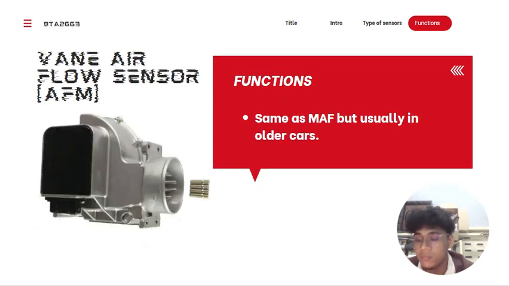The airflow meter, or vane airflow sensor meter, is also known as the same thing as the MAF. It measures how much air is coming into the engine. It just does it differently, and it is usually present on all vehicles. The airflow meter has a flap or a vane inside it, and the incoming air pushes against this flap. The more air is coming in, the more it will push the flap open.